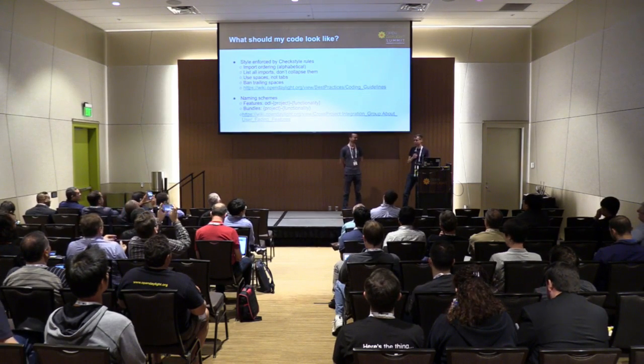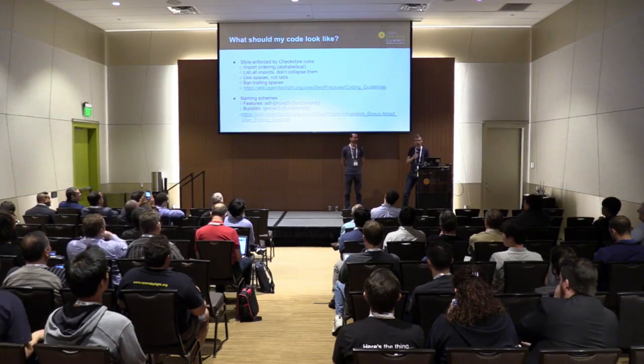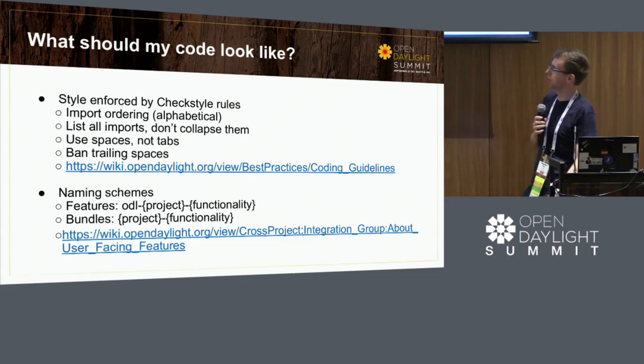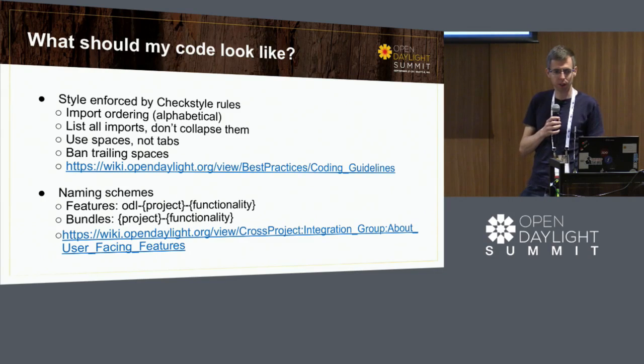You mustn't have trailing spaces, and Git will tell you about that as well as checkstyle. And all the rules are detailed on the wiki page that's linked there.